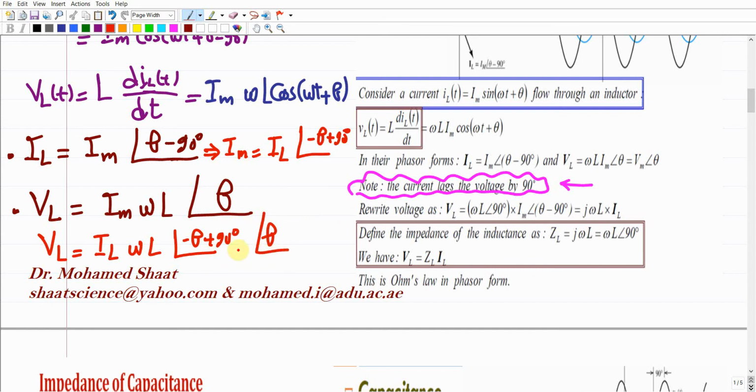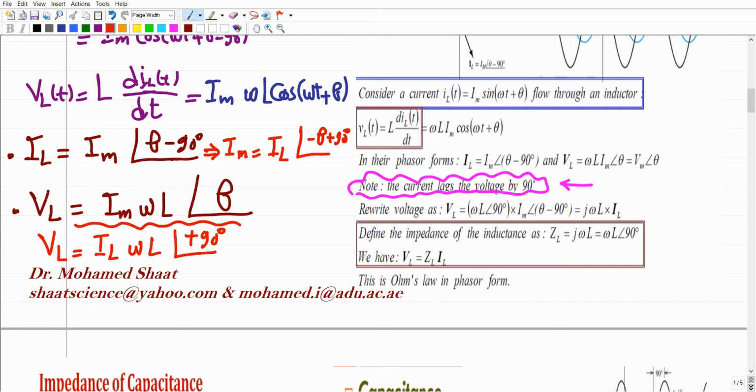If this is going to be the multiplication of two different phasors, how can we combine these two into one phase angle? You have to sum the angles. So summing the angle negative theta plus 90 plus theta, this is going to give us positive 90. So simply this term will be just positive 90 degrees.